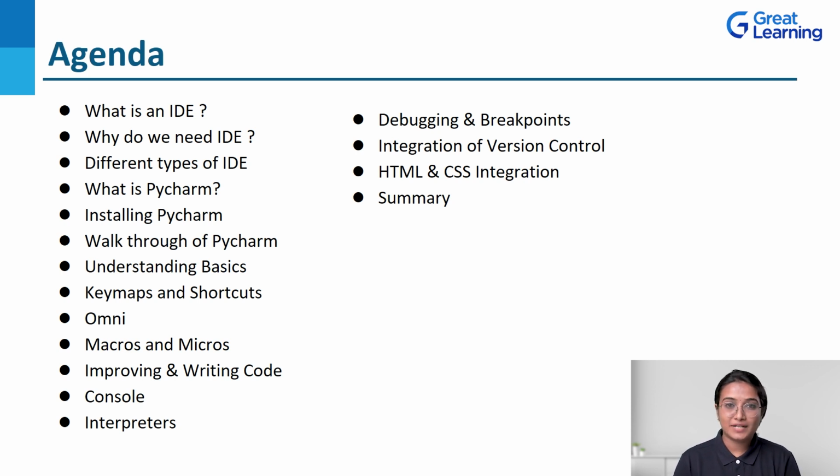Next we'll see how to install PyCharm, and then we'll have a walkthrough of the environment, like where you have to work with the programs, how to install, how to debug, how to execute, and other stuff. Apart from that, we also have different options present in the PyCharm IDE. Here we'll be dealing with keymaps and shortcuts, macros, and many other elements. After that, we'll also learn how to integrate and version control the IDE, plus the HTML and CSS part. So why wait? Let's start this video now.